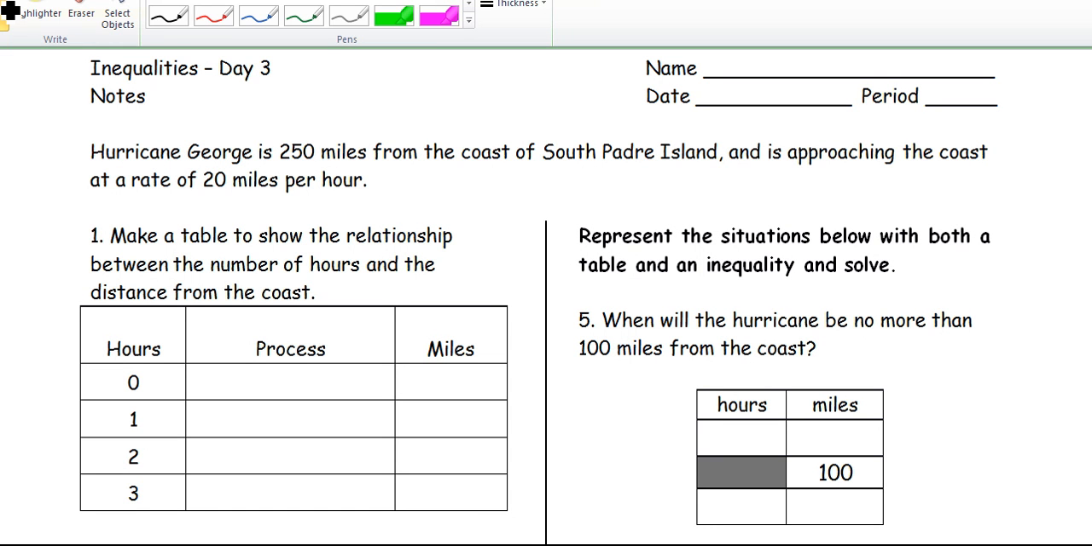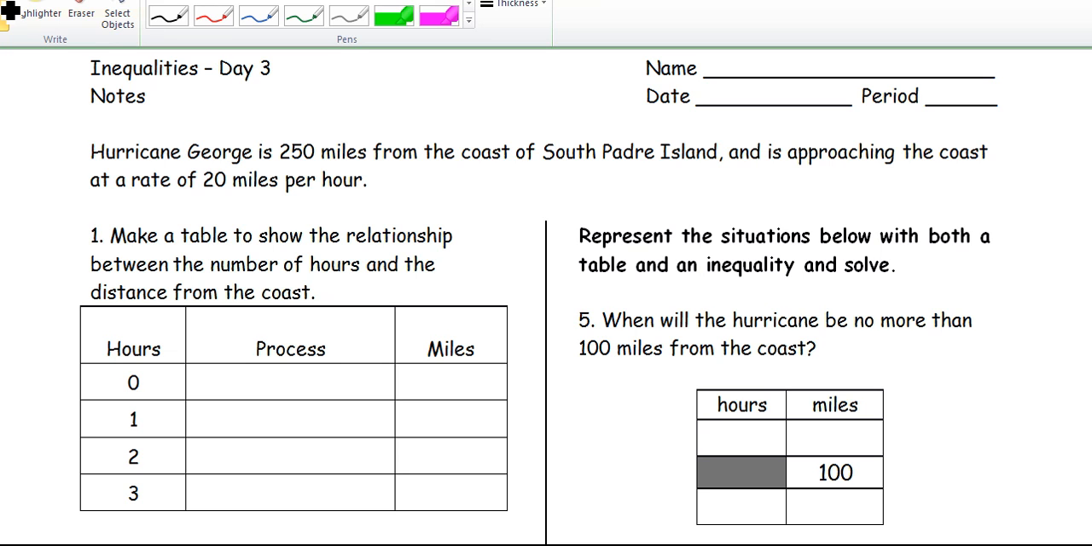Today's lesson is actually a repeat of a part of a lesson that we had done before. So hopefully you remember what some of the word or verbal representations of your inequalities are. We'll be using those today.